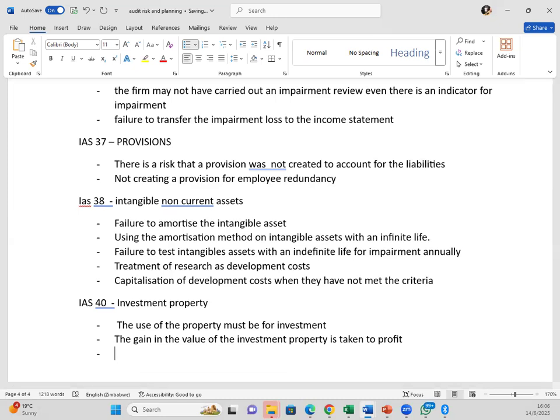Then also, if it's the revaluation model, they should not depreciate the investment property. The other risk is depreciating the investment property.